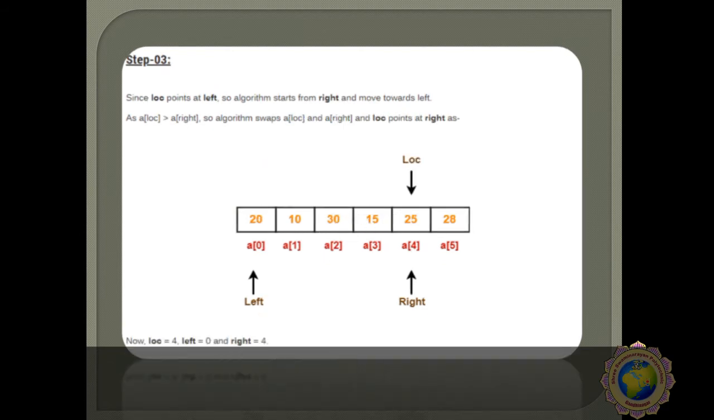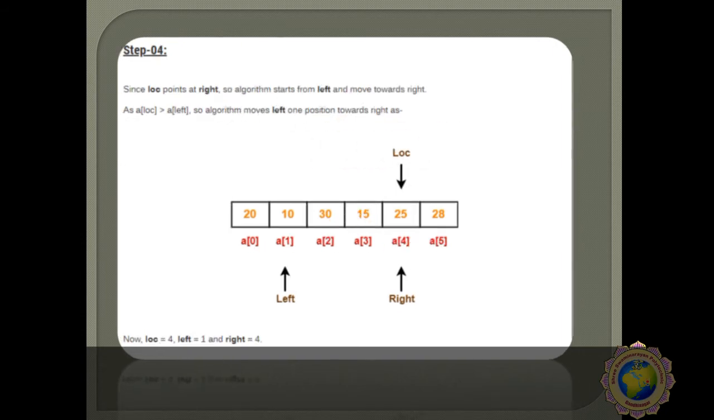Next, step number 3. For the right-hand side, now local position is array index 4, left-hand side 0 and right-hand side 4. So array of local is greater than array of right, so the algorithm swaps these two data and local points at the right-hand side. This is step number 4.